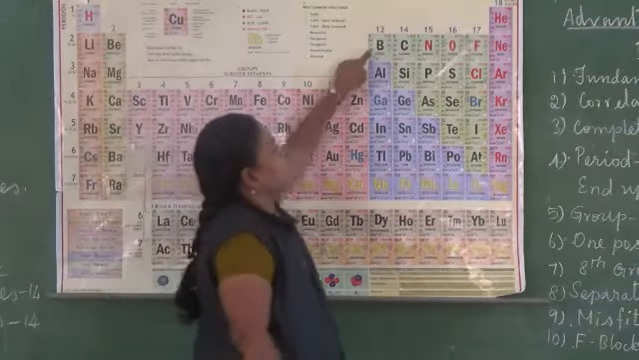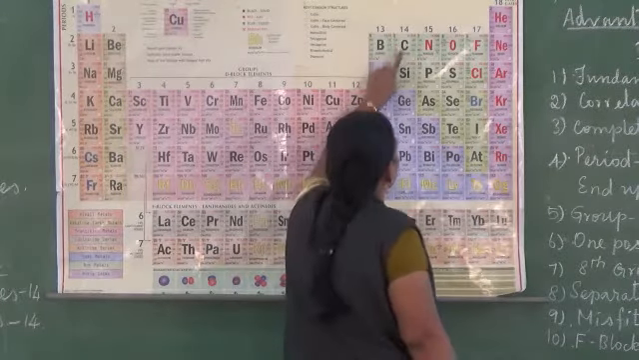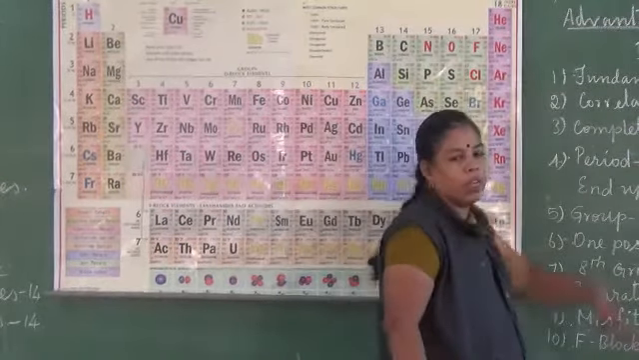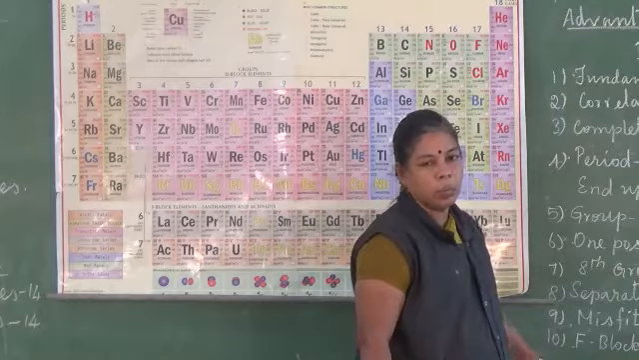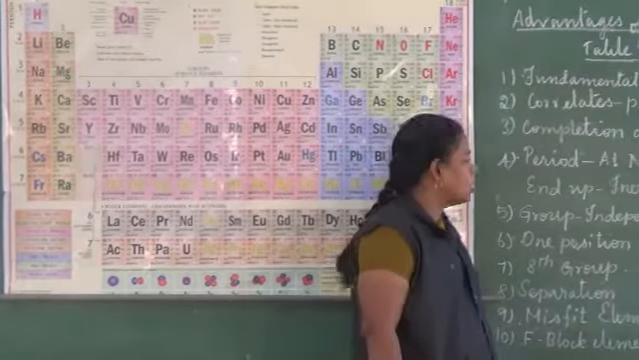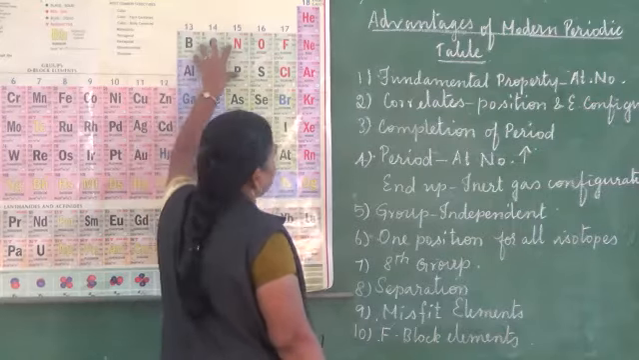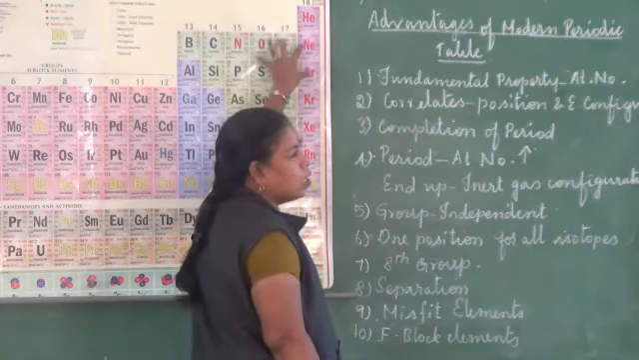For boron it is 5, carbon it is 6. So, the elements in a period are arranged in the increasing order of atomic number. Atomic number is nothing but the number of electrons. So, how are the electrons arranged in the subshells?